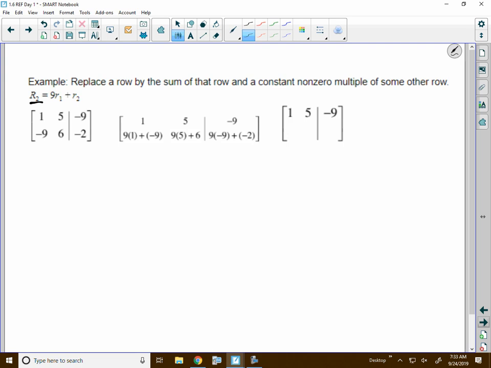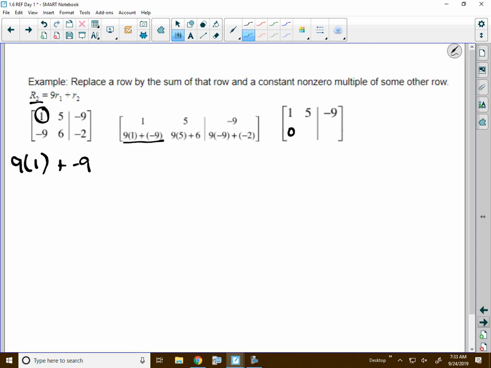So let me show you the process. Don't look over here yet. Okay, so 9 times row 1. If I look at the first entry of row 1, it's 1. So I would do 9 times 1. And then I'm going to add whatever is below it in row 2. So plus -9. If you look right here, that's what's written in that first section. So we simplify that. It'd be 9 minus 9, right? And that gives us 0. So that's our new entry in that first spot.